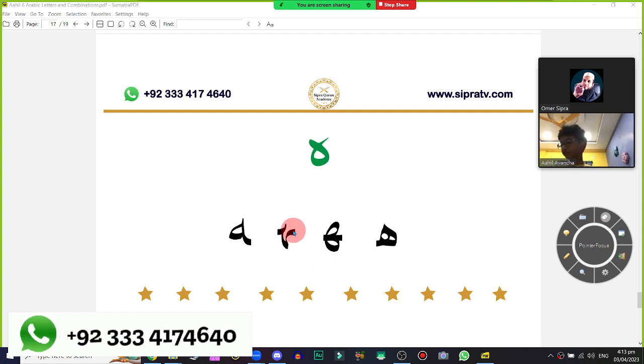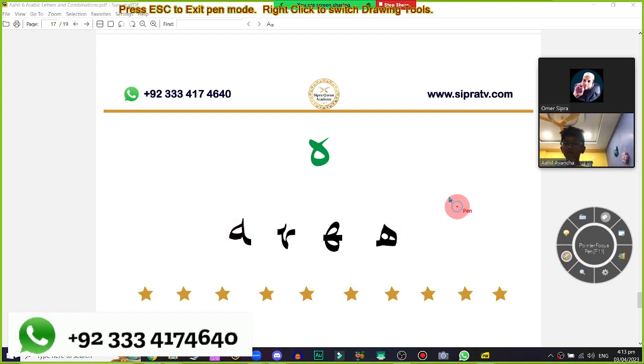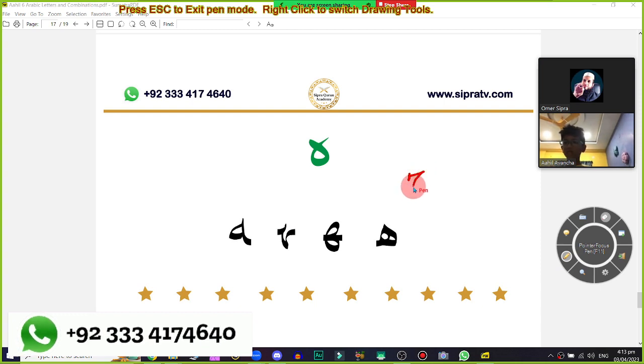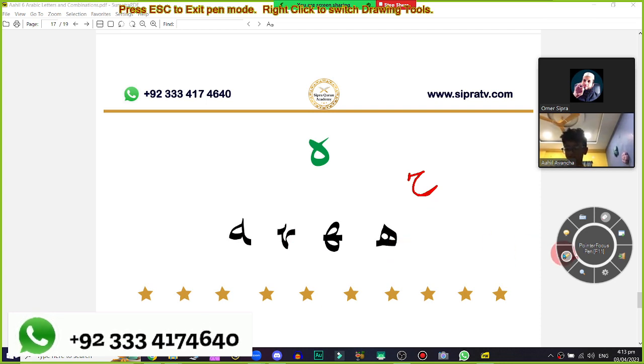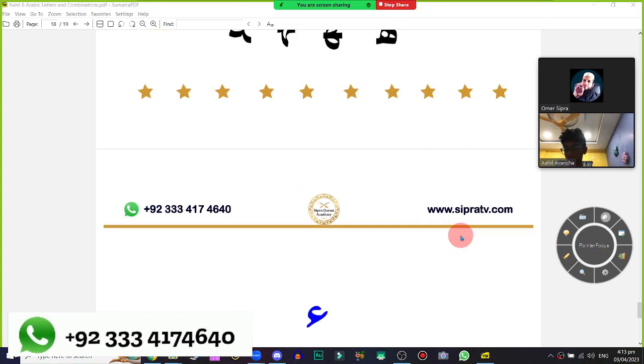Okay. And this one is also Ha. Ha is also written in this form. This one is also Ha. All of these Ha's will be read from the chest. Now you have to remember this. Only this Ha is from the middle throat and it is sharp. All the other Ha's are from the chest and they are soft. You have to remember this thing.